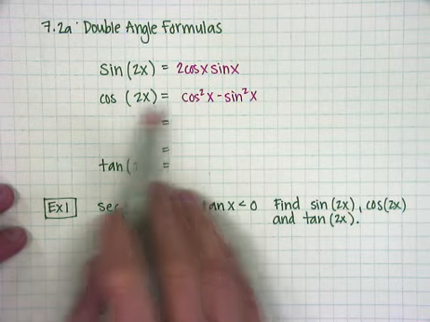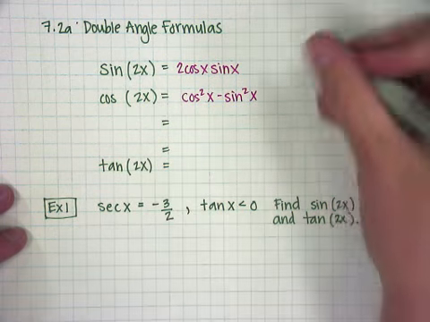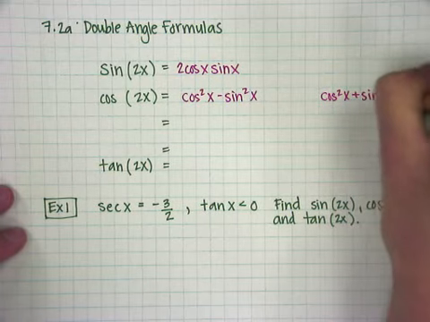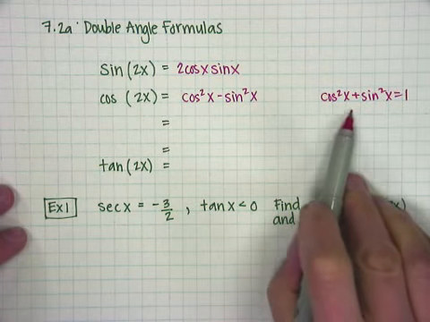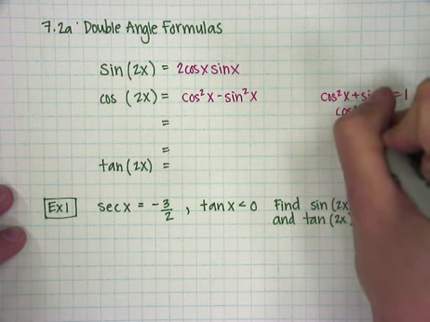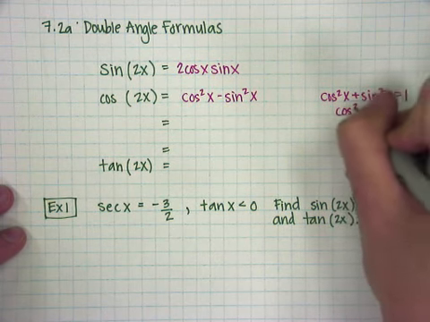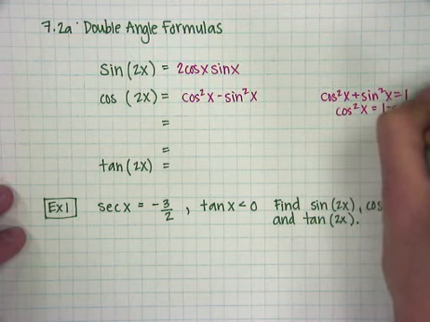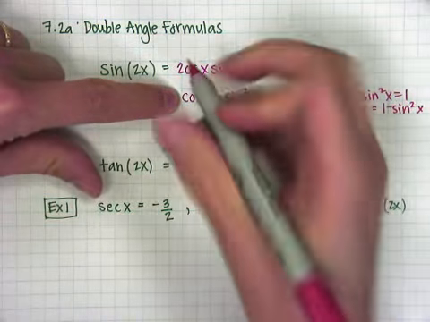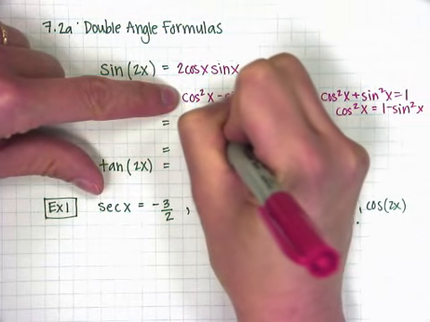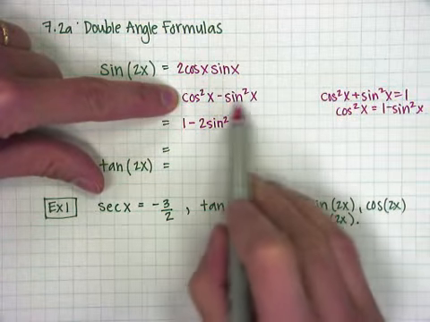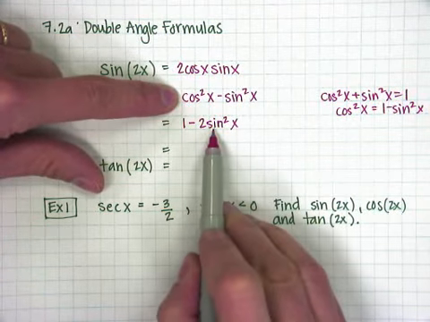And then there's actually a couple of variations on cosine of 2x if I do a little substitution using cosine squared x plus sine squared x equals 1, our Pythagorean identity. If I get cosine squared by itself, cosine squared equals 1 minus sine squared. So if I sub 1 minus sine squared in for cosine squared, I would get 1 minus 2 sine squared x.